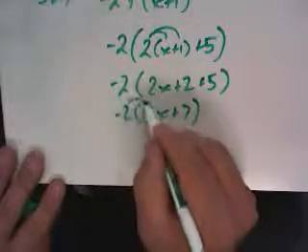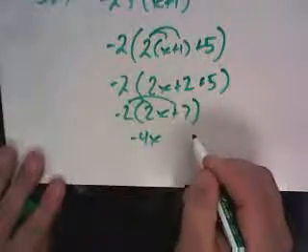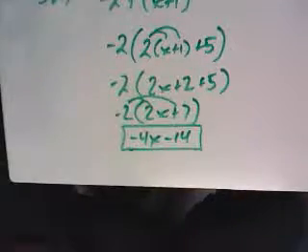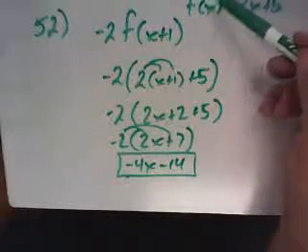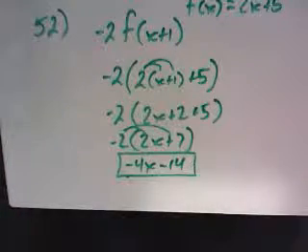So again, I'm going to use the distributive property. -2 times 2x is -4x. -2 times 7 is -14. And so what we would get for number 52 is that -2 times f of x plus 1 is simply -4x minus 14.